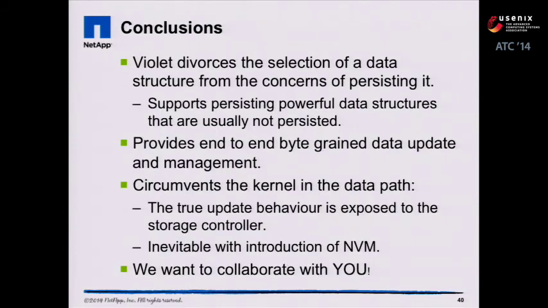So in conclusion, the Violet system was designed to divorce data structure, selection, and persistence, and let you actually choose your data structure based on asymptotic considerations and not the difficulty of persisting them to stable store. It provides end-to-end byte-oriented data management and updates, which makes better use of the network and better use of storage on the back end. It circumvents the kernel and the data path.